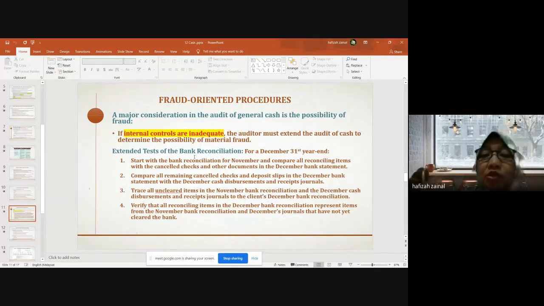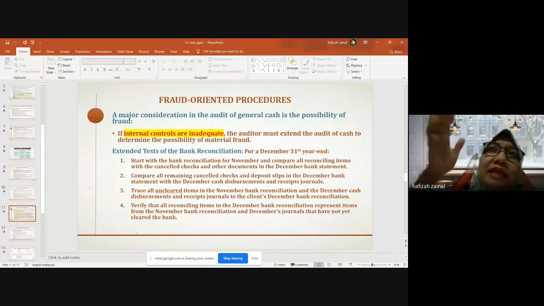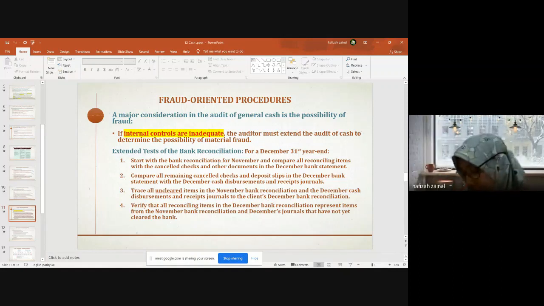All right. So what we do is, let's say year end is 31st December. Most of the time we do the bank recon for December. But sometimes, if we know that the company has a high risk in the cash cycle, we extend the bank recon testing.